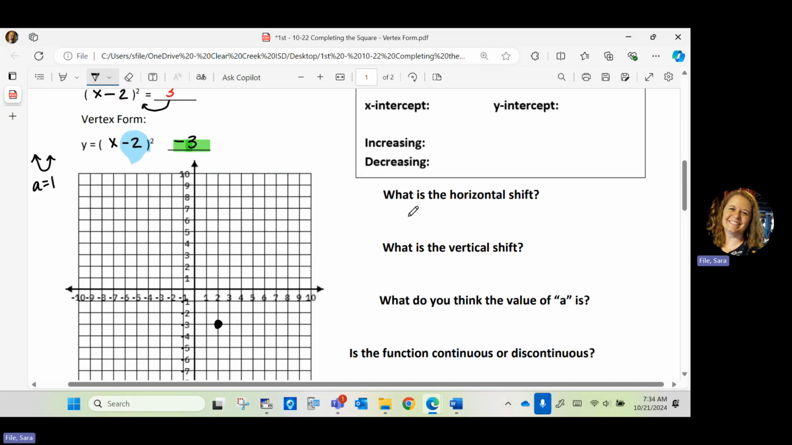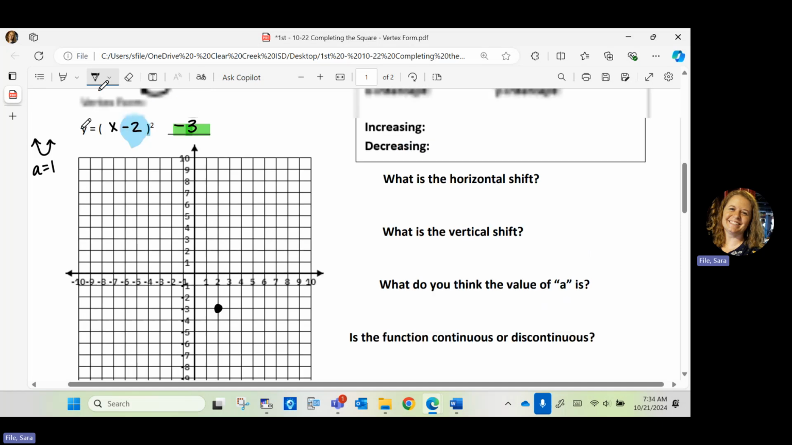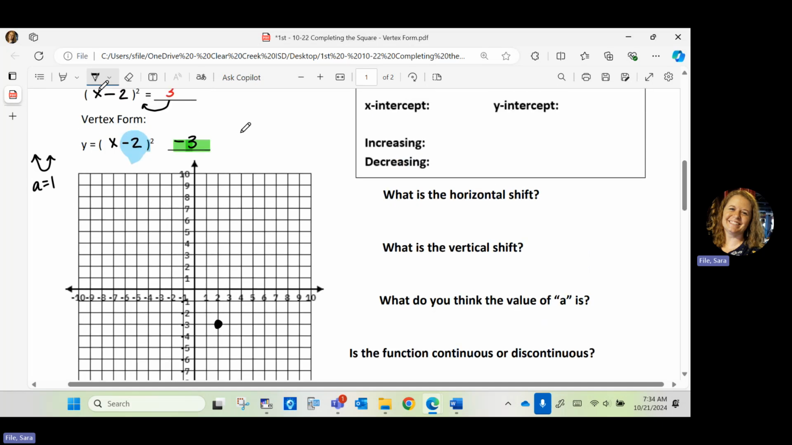Now you can make a table of values, or you can use your a value to get your additional points. Or you can go in Desmos and type this in and look at points there. Create a table in Desmos or look at the graph in Desmos, whatever your preference is. But I know that a is 1, so I know the movement from the vertex is over 1, up 1, left and right, or over 2, up 4. Because 1 squared is 1 and 2 squared is 4. Okay, so that's enough points.